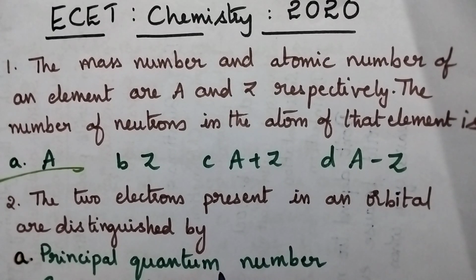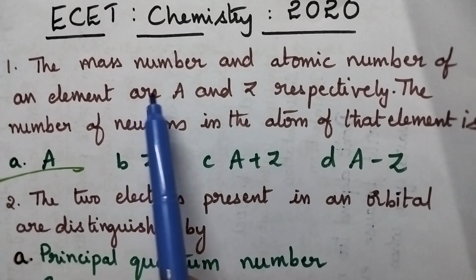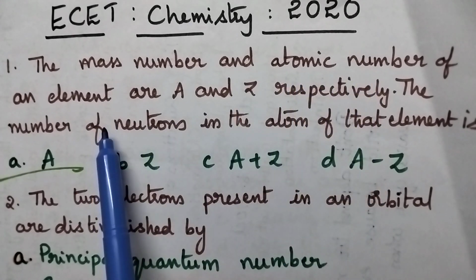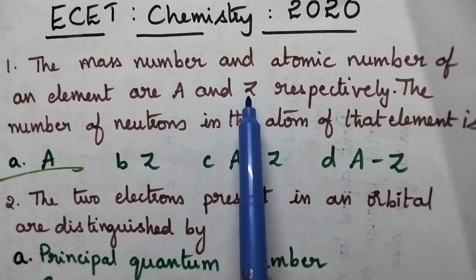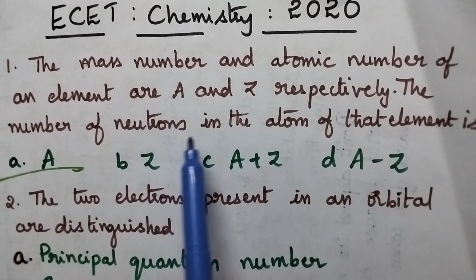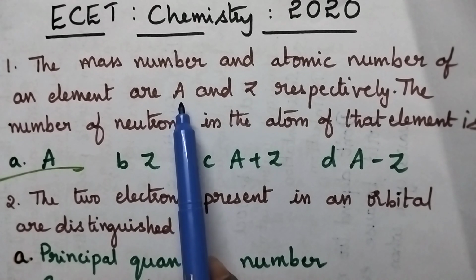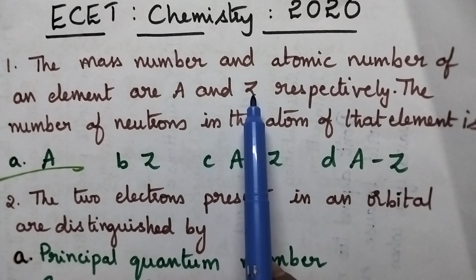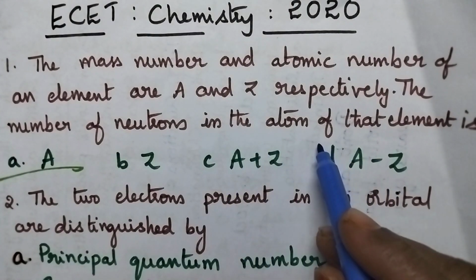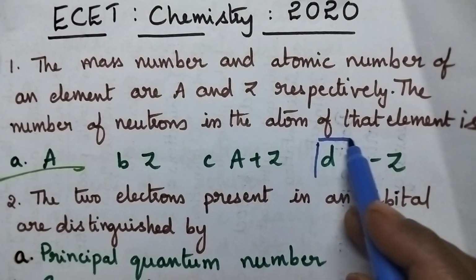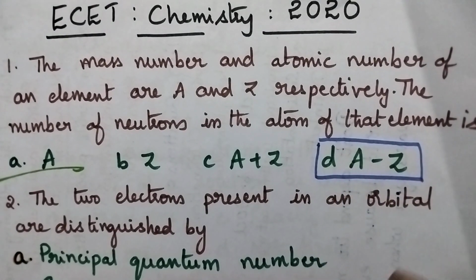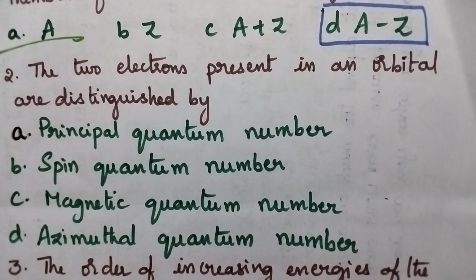In this video I am going to share chemistry ESET 2020 bits. The mass number and atomic number of an element are A and Z respectively. The number of neutrons in the atom of that element is? A represents mass number, that means total number of neutrons and protons. Z represents atomic number, that is the number of protons present. So A minus Z gives the number of neutrons present in an element. So option D is the right answer.